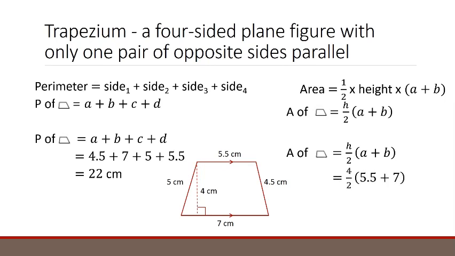So when we substitute A with 5.5 and B with 7, we end up with 5.5 plus 7 is 12.5. 4 on 2 is 2. 2 times 12.5 is 25 centimetres squared.